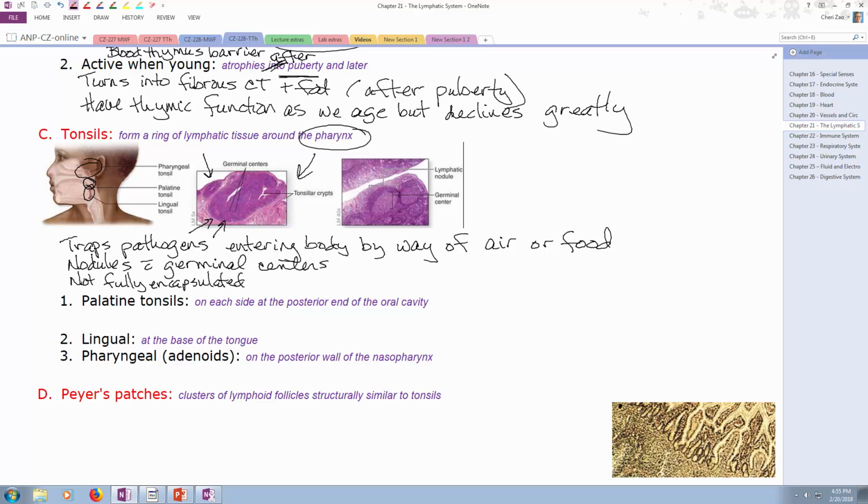So we have a capsule that's stratified squamous epithelium, just like everything else in our oral pharyngeal cavity is stratified squamous epithelium. The other thing, too, with tonsils, they have little invaginations called tonsillar crypts. These are also lined with stratified squamous epithelium, and they enter deep into the body of the tonsil.